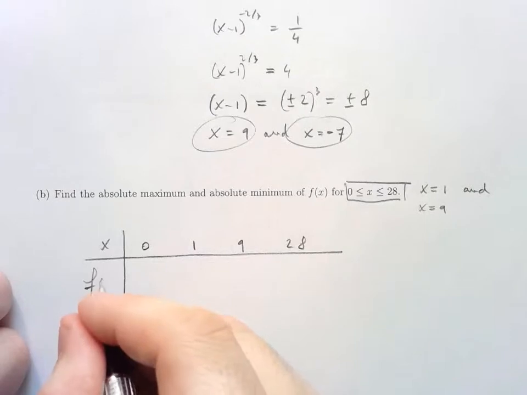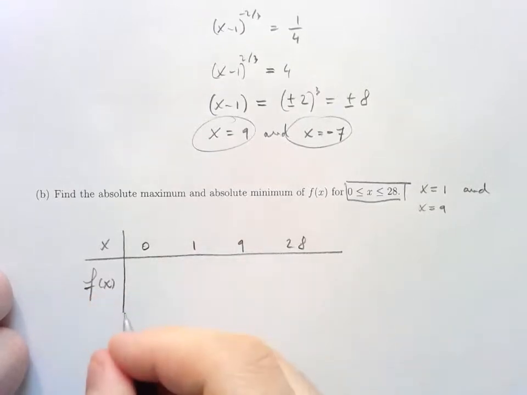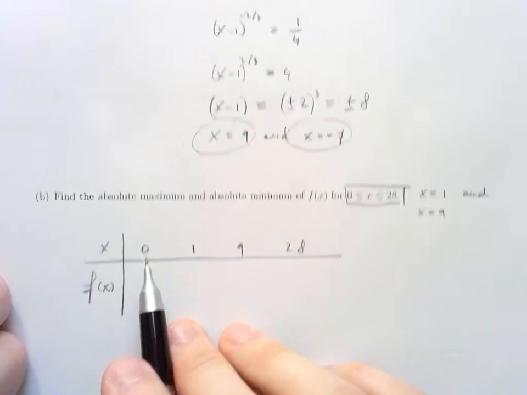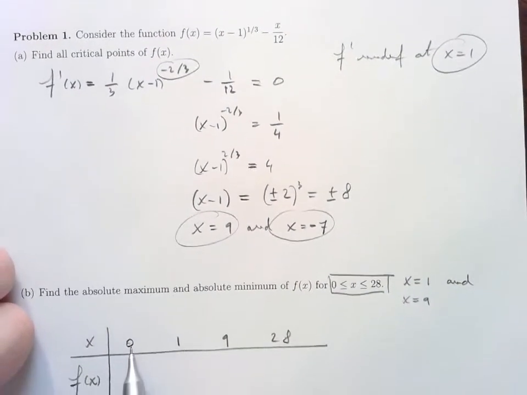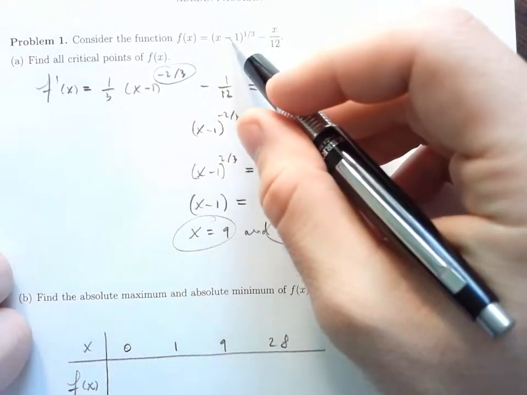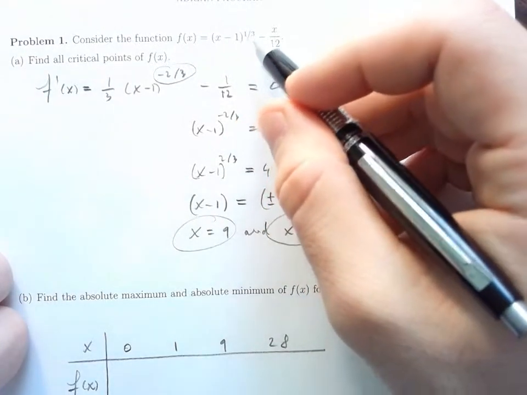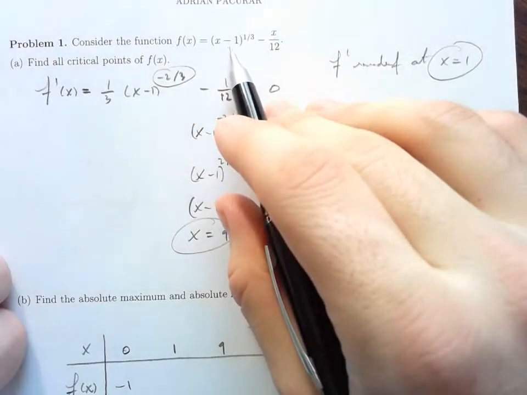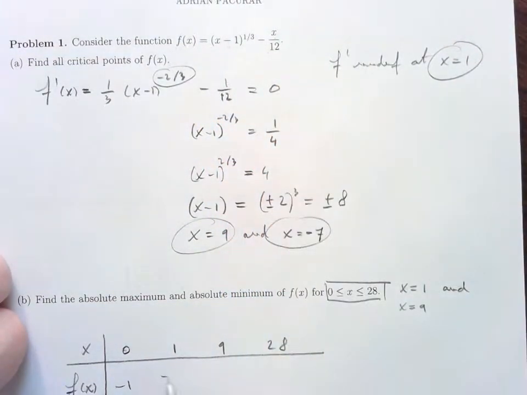And let's plug in values for f of x at each of these points. When I plug in x equals 0, f of x was negative 1 to the 2/3 minus that, so this term is 0. This term is going to be negative 1 to the 1/3, which is negative 1. How about if I plug in x equals 1? That's going to be 0. I get negative 1/12.